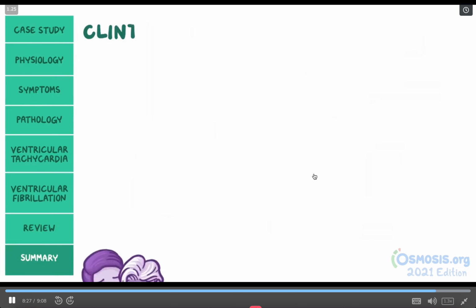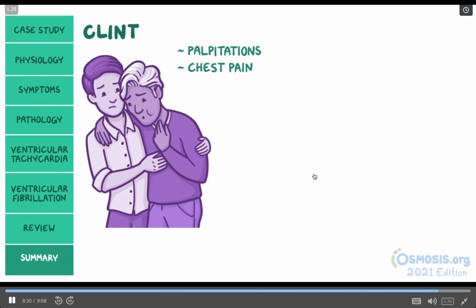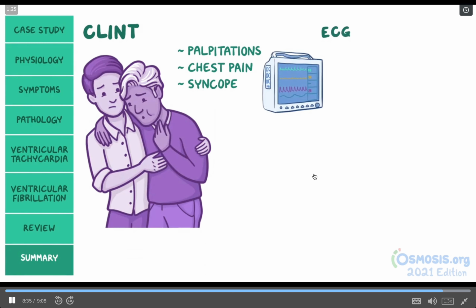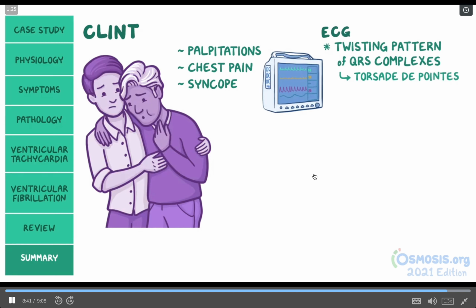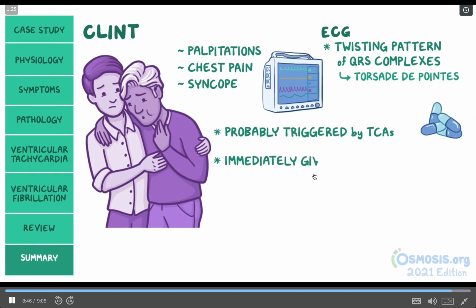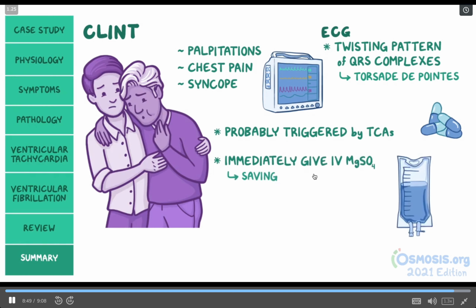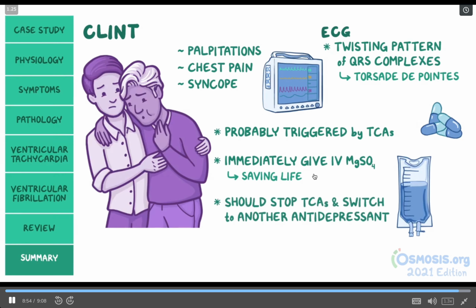Okay, back to our case. Clint's presentation describes palpitations and chest pain followed by syncope, suggesting something is going on with his heart. On ECG, you see a twisting pattern of QRS complexes, typical of the torsade de pointe. It was probably triggered by the TCAs he takes to treat his depression. You immediately give intravenous magnesium sulfate, successfully saving Clint's life. Moving forward, Clint should stop TCAs and switch to another antidepressant.